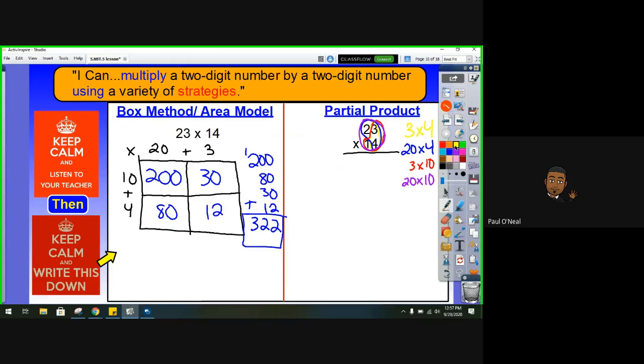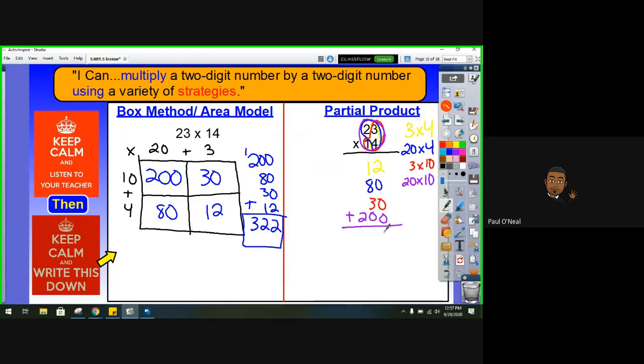So I'll color code them back. First, we have 3 times 4, which is 12. All right, 20 times 4, which is 80. 3 times 10, 30. And then finally, 20 times 10, we have 200. We'll add all those up, okay?